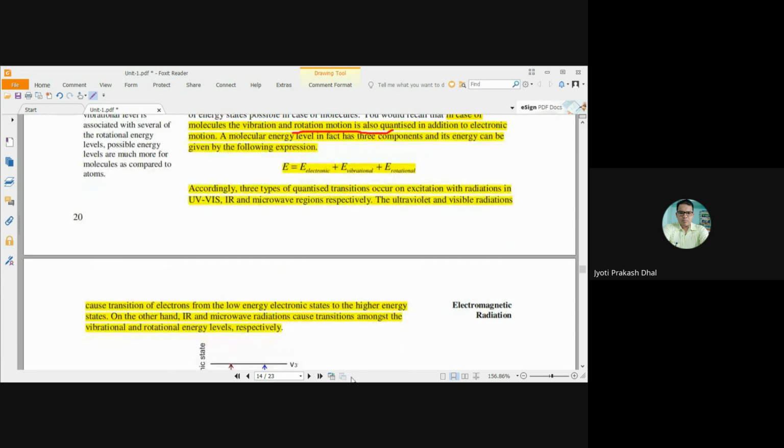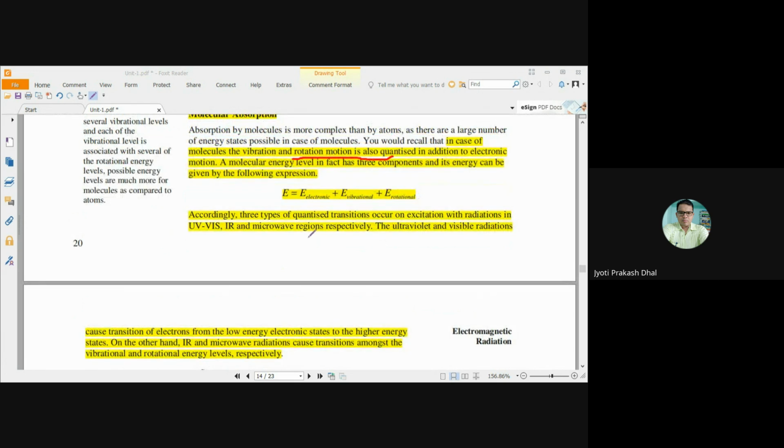But if we consider a molecule, in case of molecules, the vibration and rotation motion is also quantized. So in case of molecules, apart from this electronic transition, you can also observe vibrational and rotational energy levels. So in case of molecules, the vibrational and rotational motions are also quantized in addition to electronic motion.